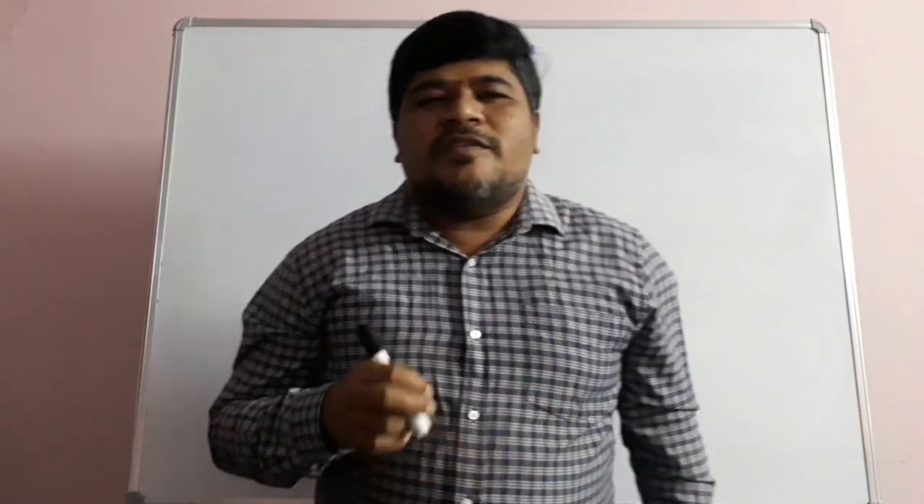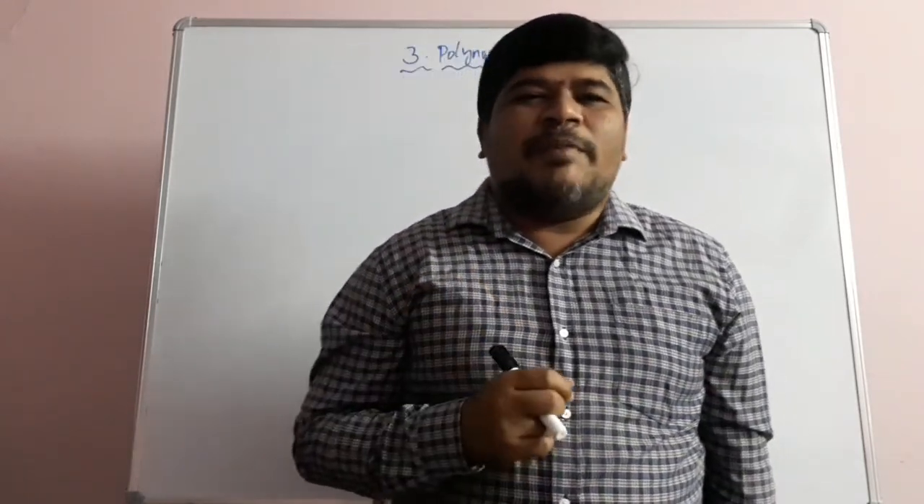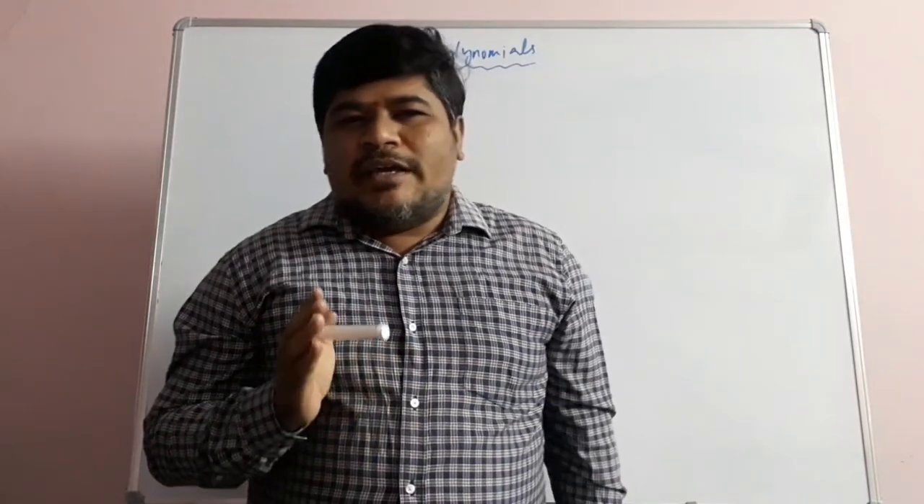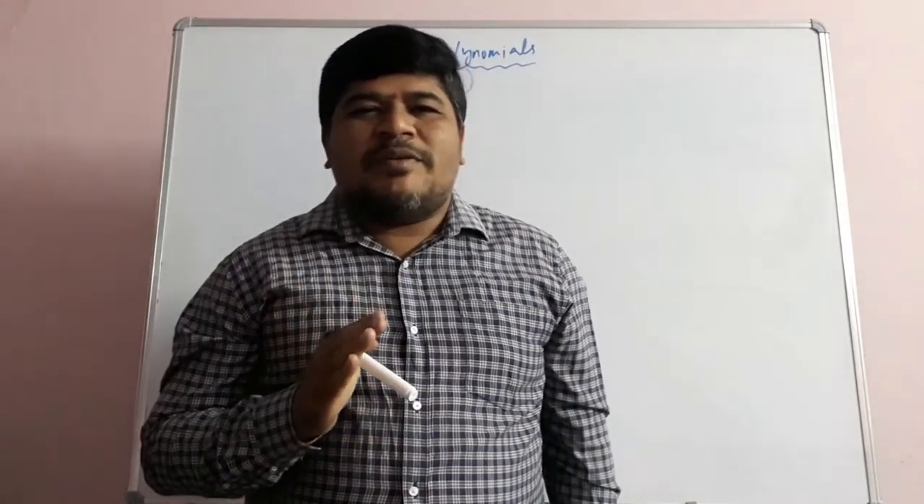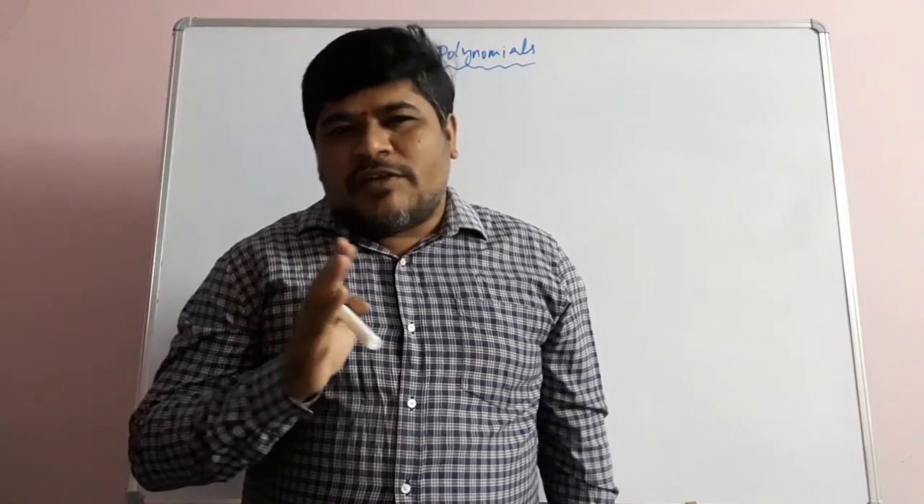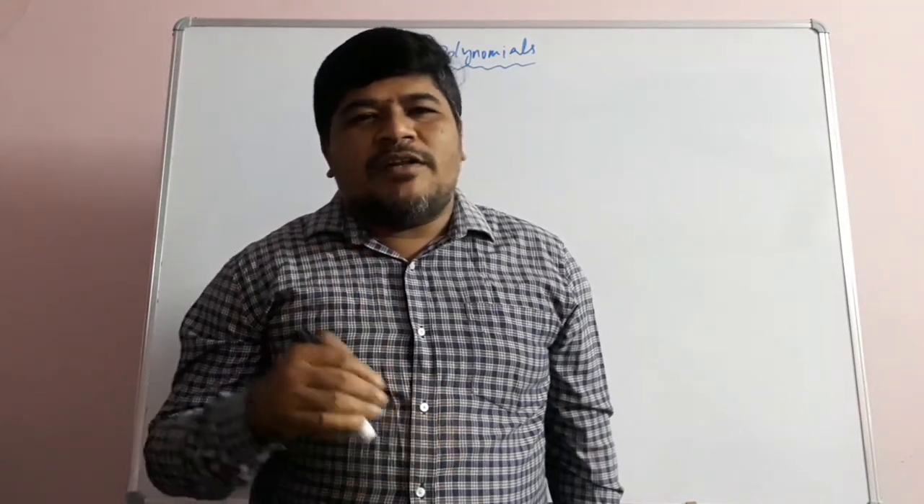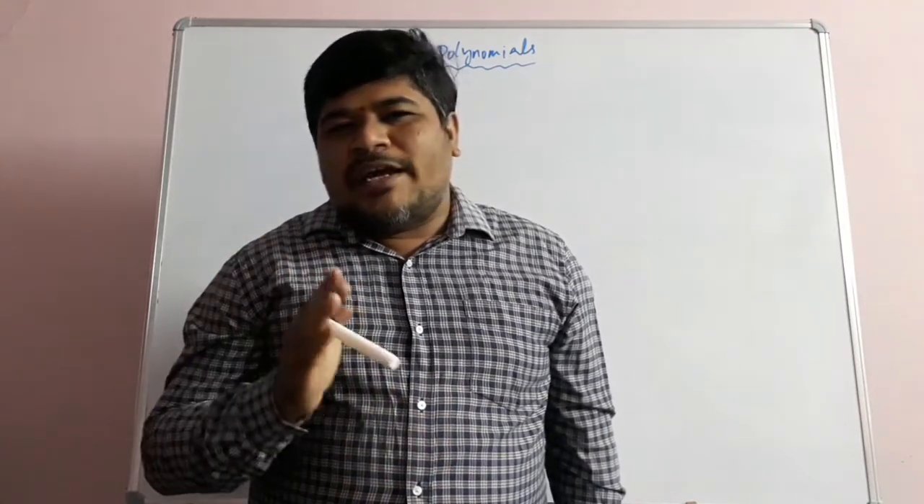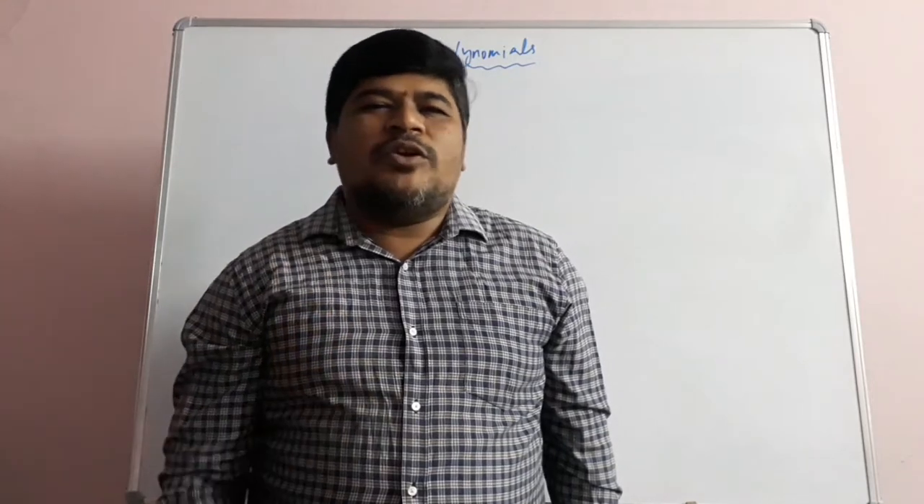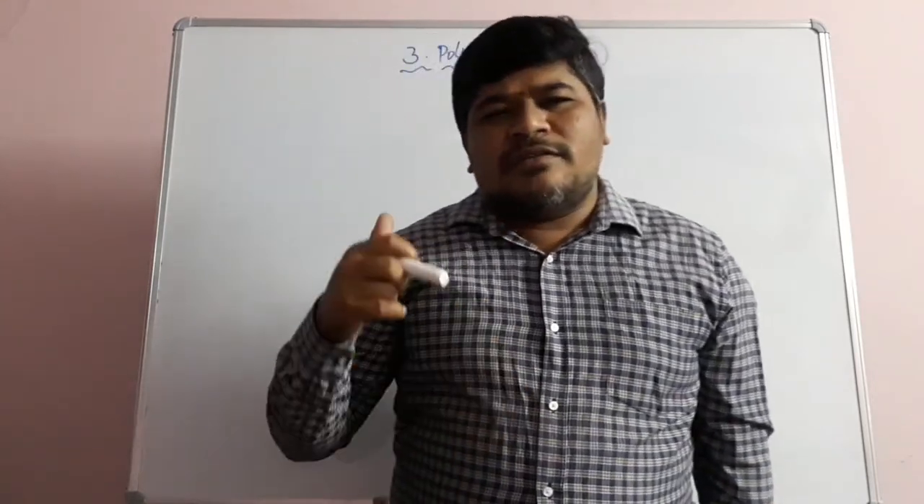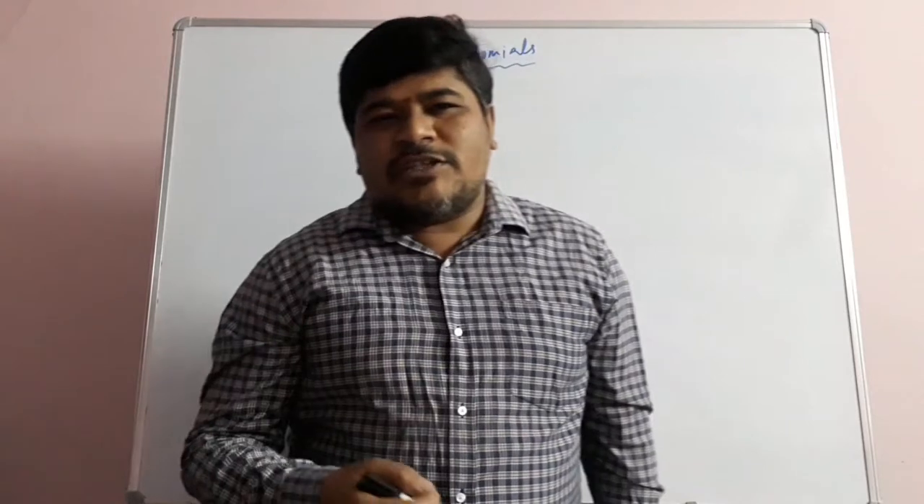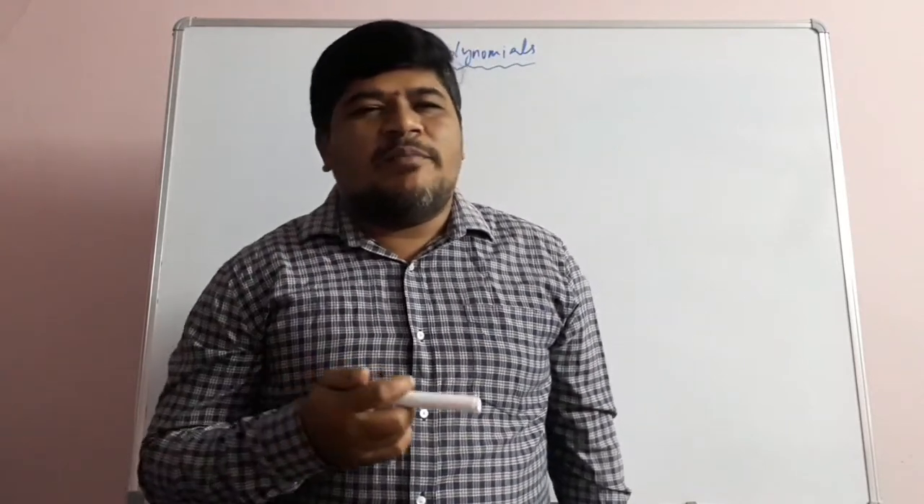Today we are going to learn about polynomials. This is the third chapter in paper one. In maths, there are two papers, paper one and paper two. The first seven chapters come under paper one, and chapters 8 to 14 come under paper two. In paper one, this is the third chapter, and we have already finished two chapters, real numbers and sets.